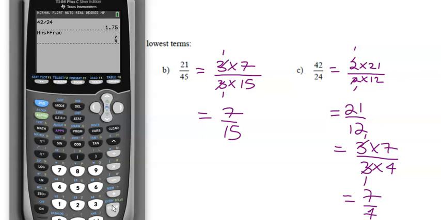So here's how you can reduce a fraction on your calculator. Let's do 21 divided by 45. Math. Enter. It says convert it to a fraction. Enter. So now it just says do 21 divided by 45 and convert it to a fraction. And then you hit enter to say do it, and it's 7 over 15.